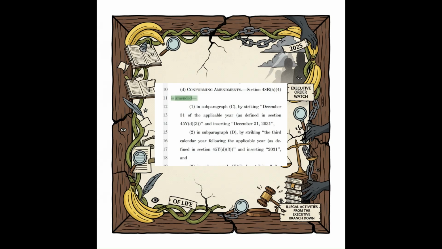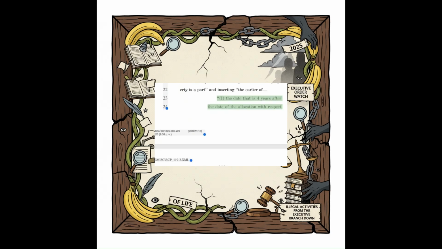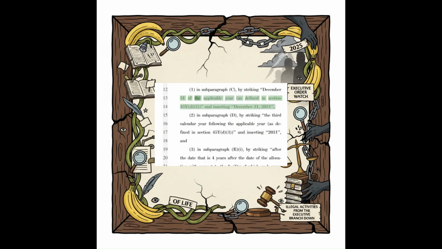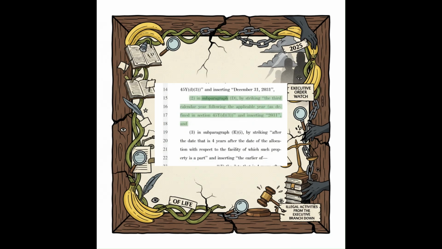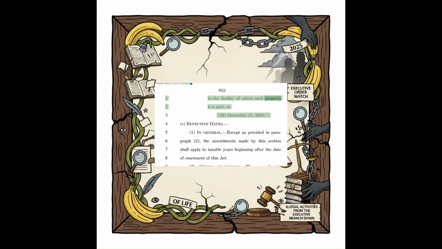Is amended. In subparagraph by striking "after the date that is 4 years after the date of the allocation with respect to the facility of which such property is a part," and inserting "the earlier of the date that is 4 years after the date of the allocation with respect." In subparagraph by striking "December 31 of the applicable year" and inserting "December 31st, 2031." In subparagraph by striking "the third calendar year following the applicable year" and inserting "2031". 952. To the facility of which such property (1) is a part, or (2) December the 1st, 2031.